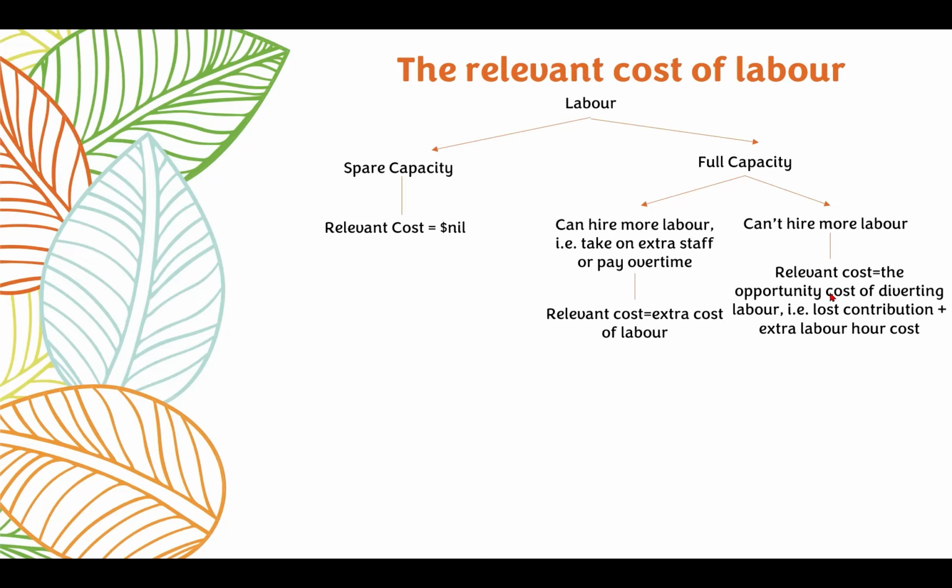But in case we can't hire more labor, the relevant cost will be the opportunity cost of diverting the labor. That is the contribution per unit that you lose by shifting the labor to that special contract or project, right? So these are the only things that you need to know in order to solve questions related to the relevant cost of labor.